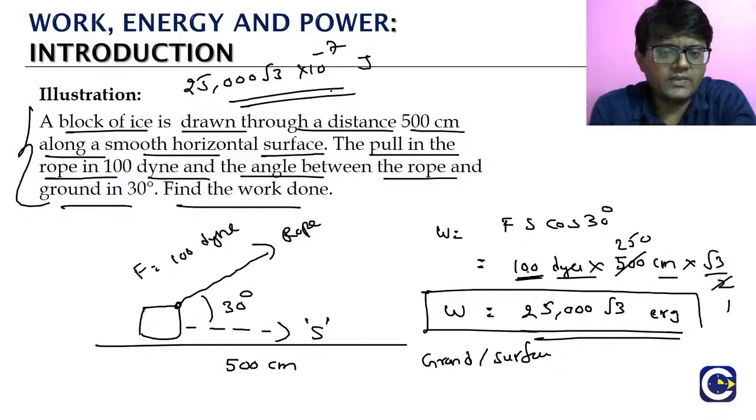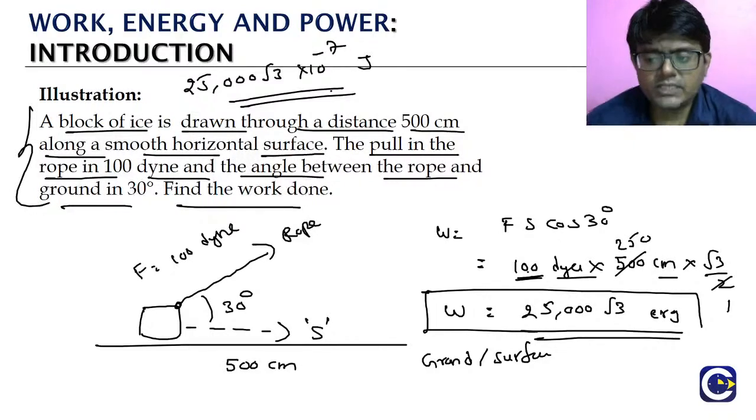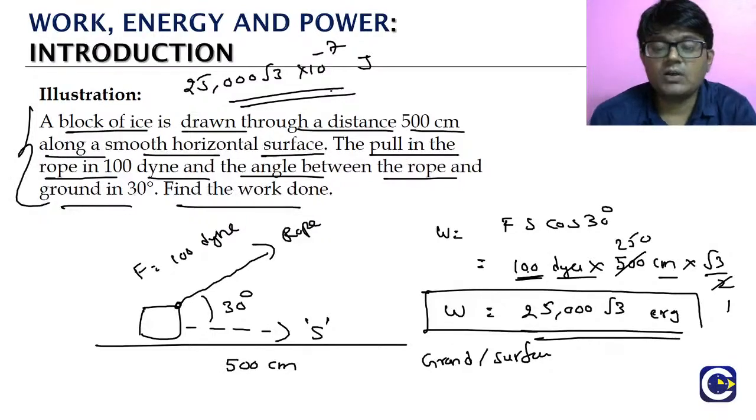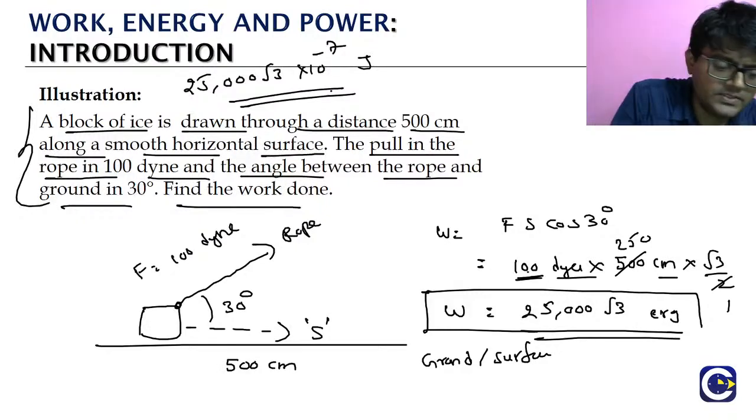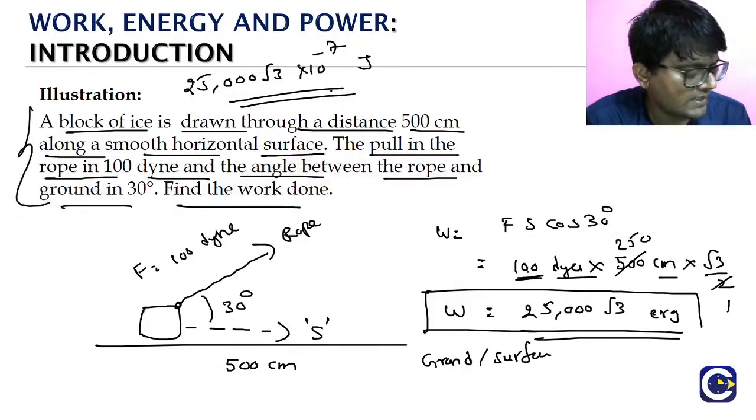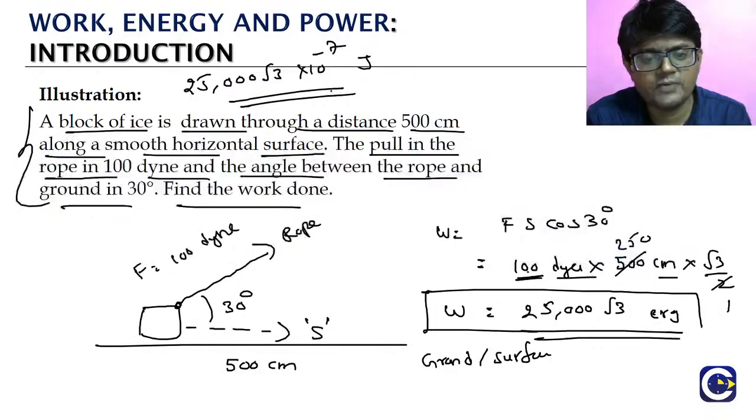Here we are not further simplifying it, we are just leaving it as it is. So the work in this case is 25,000 into root 3 erg. If you want to convert this into the exact value, we can use root 3 as 1.732 and then simplify it. If you are expected to give the answer in terms of joule, then we have to convert the work in erg into work in joule. For that, the conversion factor is 10 power minus 7. Okay, is it clear, guys? So this is a very straightforward basic question.